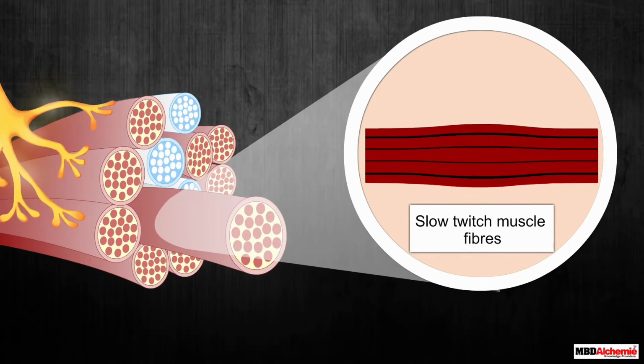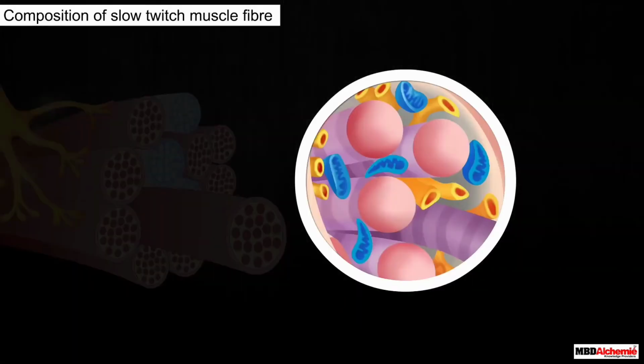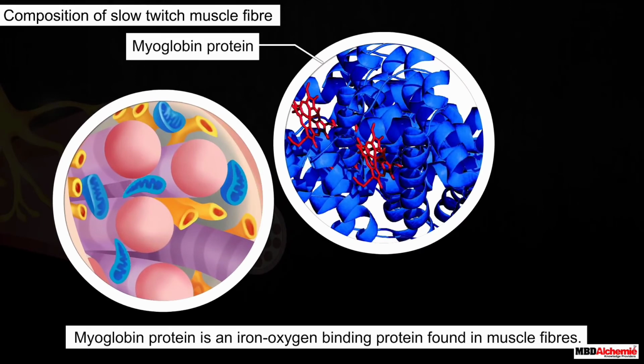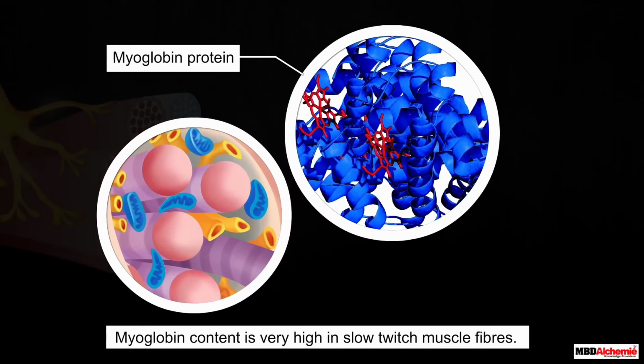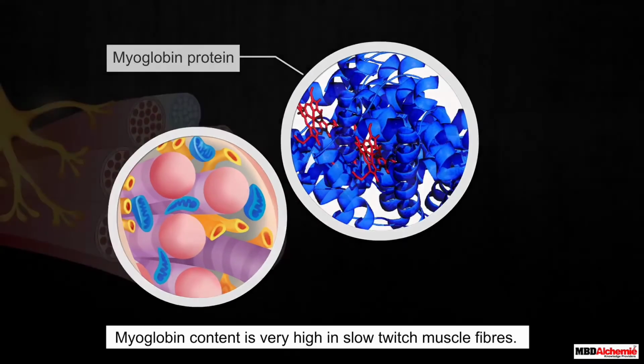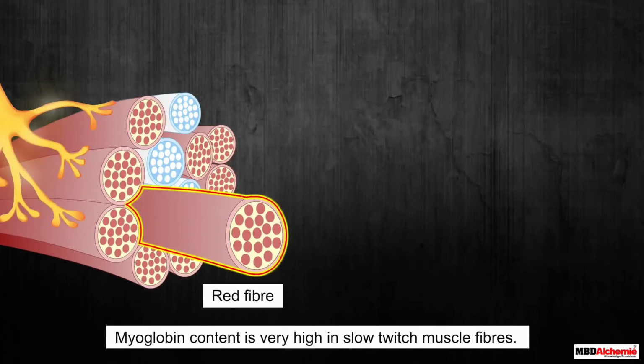What makes it slow is the components present in it. First is the myoglobin protein. It is an iron-oxygen binding protein found in muscle fibers. It is similar to the hemoglobin present in red blood cells. Myoglobin content is very high in slow-twitch muscle fibers. Thus, these muscles are also called red fibers.